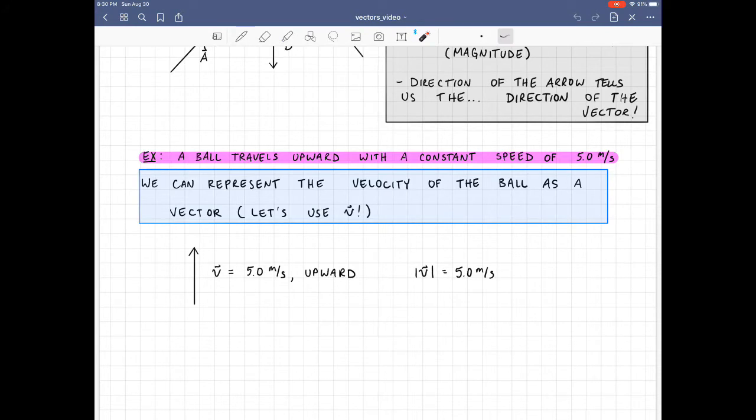Now, if we want to just talk about the magnitude, the formalism that typically gets used is this right here. You put the vector symbol in what you can think of as absolute value signs. And so the magnitude of my velocity here is 5 meters per second.